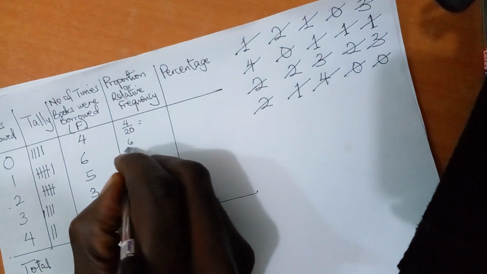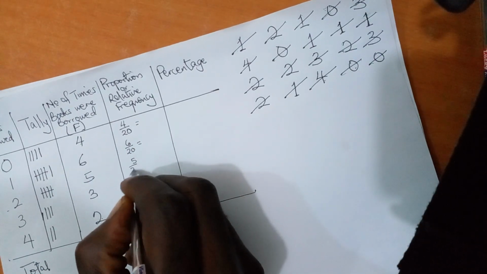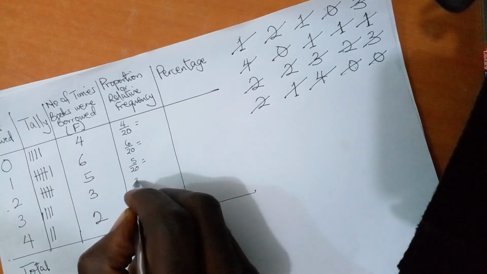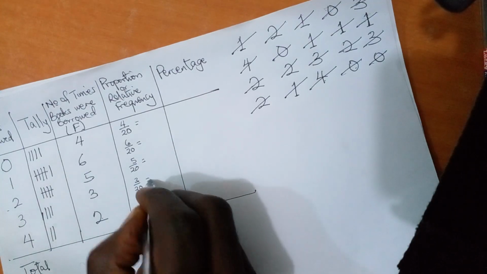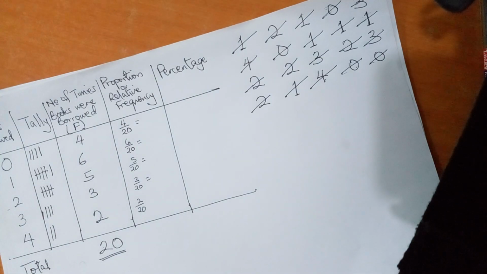Here we have 6 over 20. That will also give us the value. This one will be 5 over 20. This will give us the value. 3 over 20 will give us the value, and 2 over 20. So all we need to do is to get our calculator and punch these particular figures. The result we get here will definitely be the proportion, the value that corresponds with the proportion.